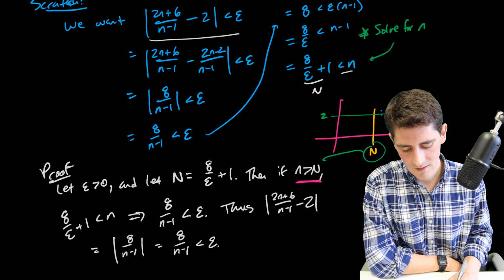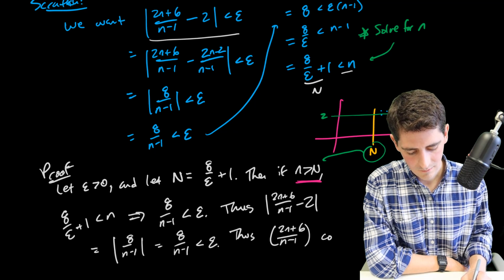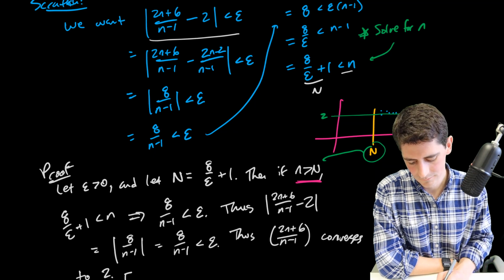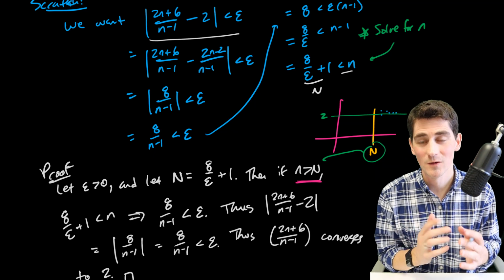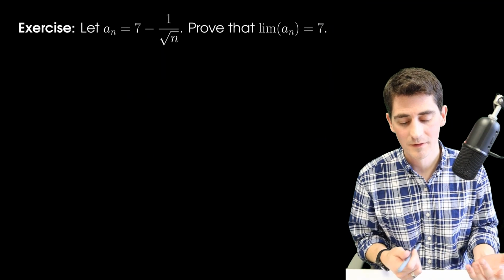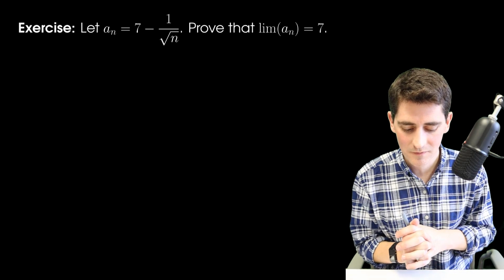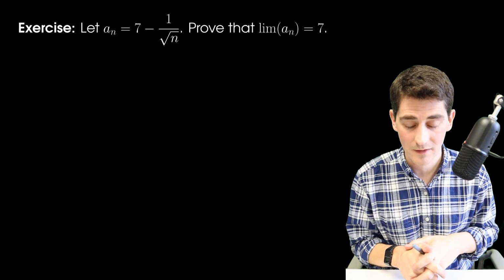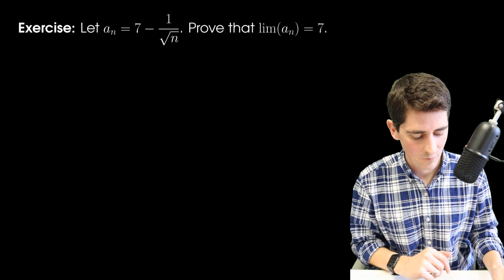Alright, so we can say thus, and this time I'll say, (2n plus 6)/(n minus 1) converges to 2. End of proof. I hope this makes sense. Let's try one more. Okay, this time we have 7 minus 1 over the square root of n. And if I think just intuitively, I believe the limit of that is going to be 7, because 1 over root n is going to trend to 0. But we need to prove it.